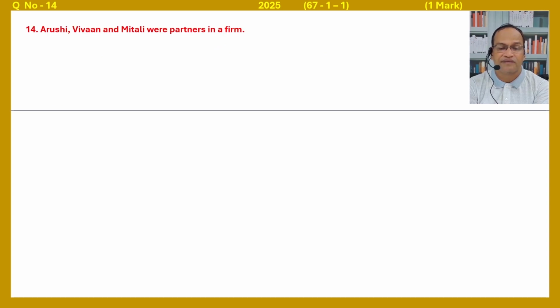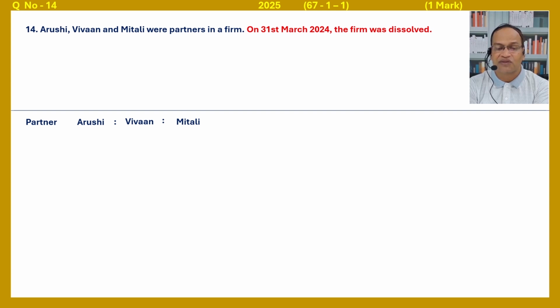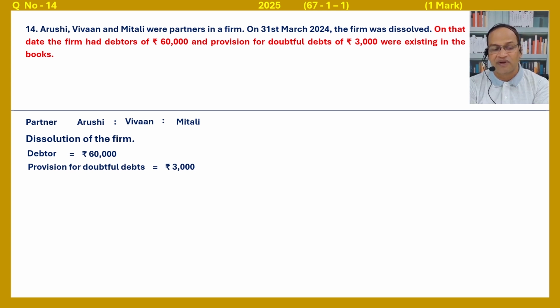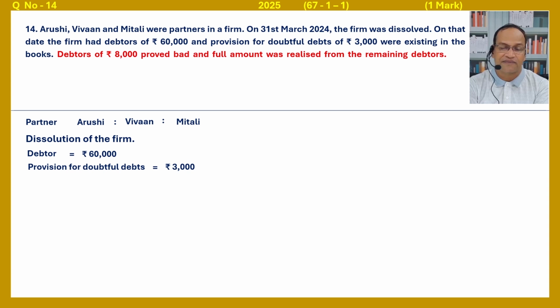Question number 14. Arushi, Biban and Mitali are partners in a firm. On 31st March 2024, the firm was dissolved. On that date, the firm had debtors of rupees 60,000 and provision for doubtful debts of rupees 3,000 existing in the books. Debtors available 60,000 is the book value, and provision for doubtful debt 3,000 is also book value. Provision for doubtful debt is deducted from debtors, otherwise it is on the liability side.